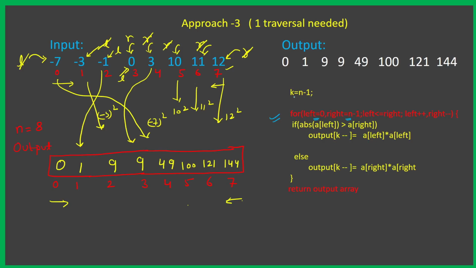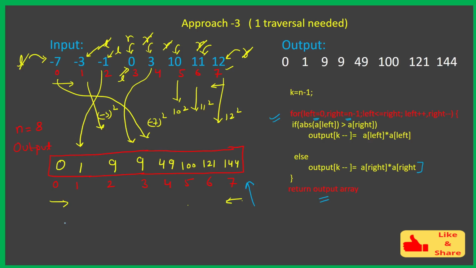If you see here, we have set k equal to n minus 1. So k starts from the last index, and we are decrementing the index k of the output array. If left is greater, we find the square of left. If right is greater, we find the square of the right element. And if both elements are equal, then also we find the square of the right element. When the for loop gets over, we just return the output array.